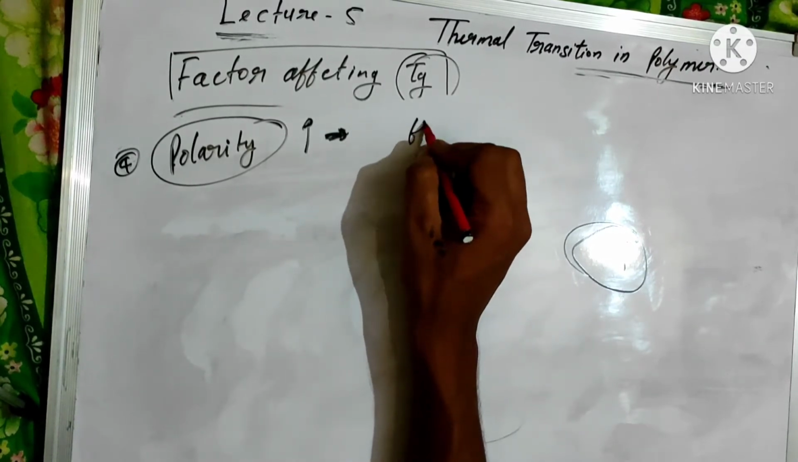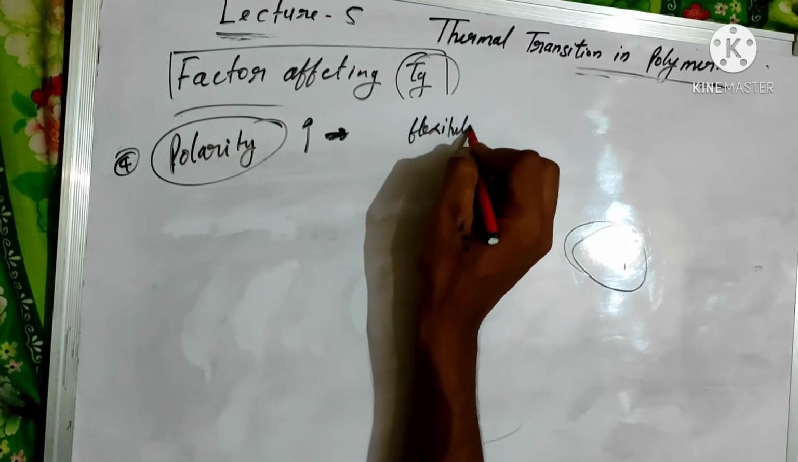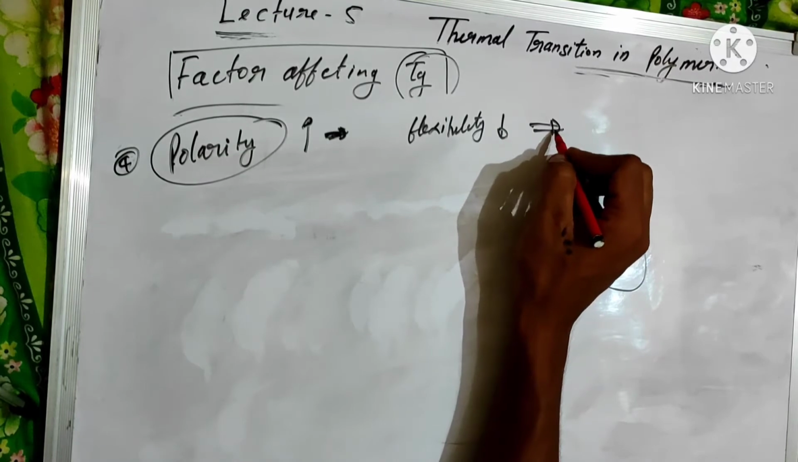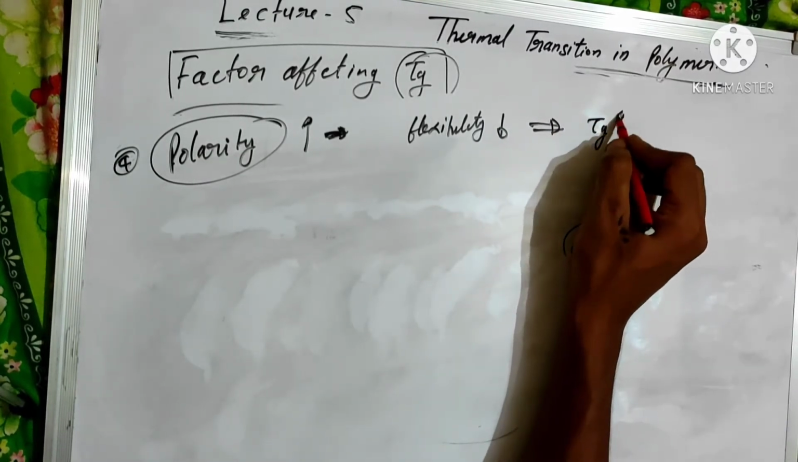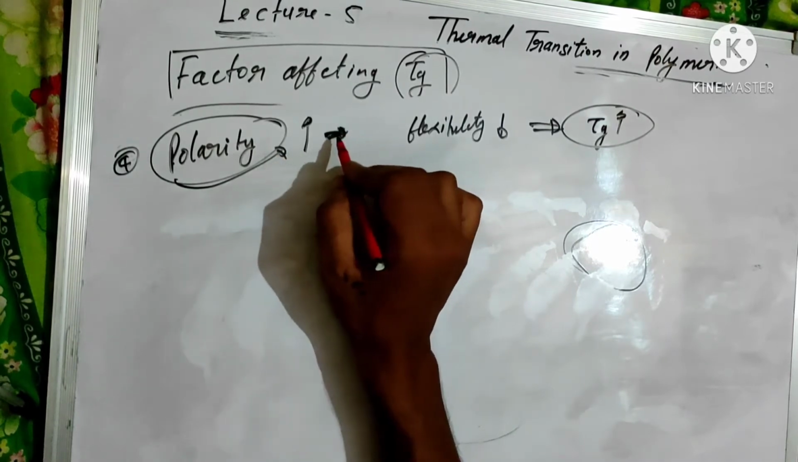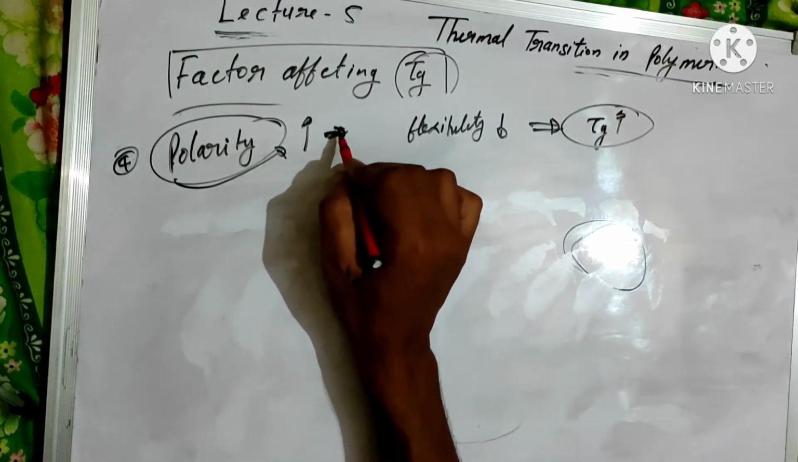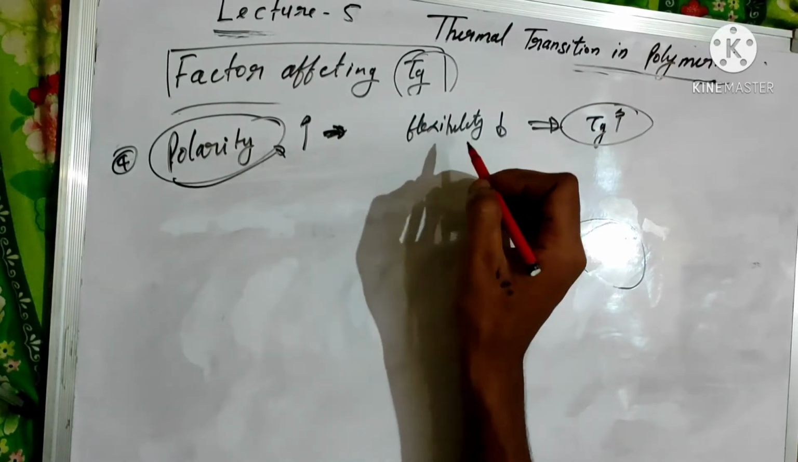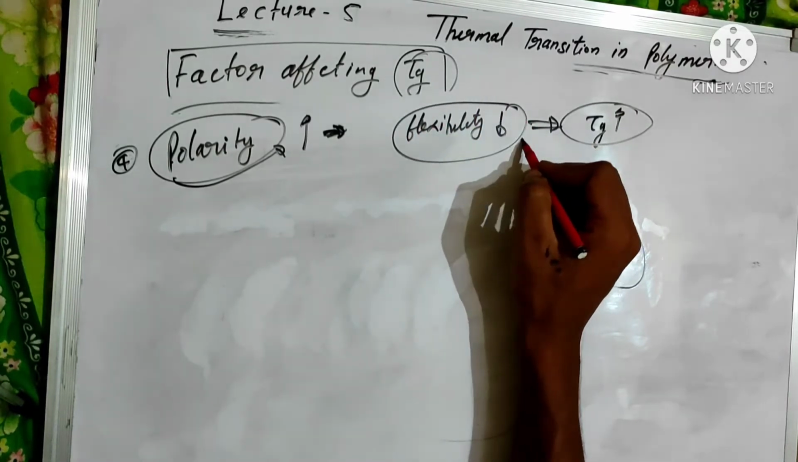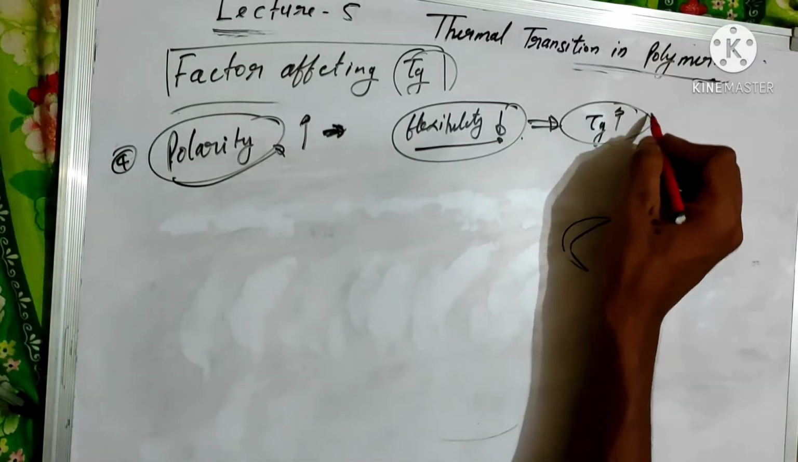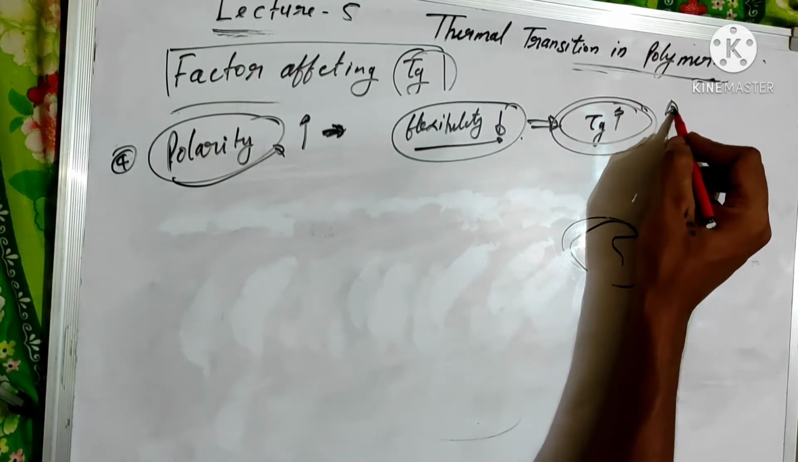That's why their flexibility will be reduced. That's why their glass transition temperature increases. So the polarity of the polymer increases. That increases the intermolecular forces between the two polymeric chains and that restricts the rotation of the backbone of the polymeric chain. That's why their flexibility will be reduced. So the flexibility will be reduced, so their glass transition temperature will increase.